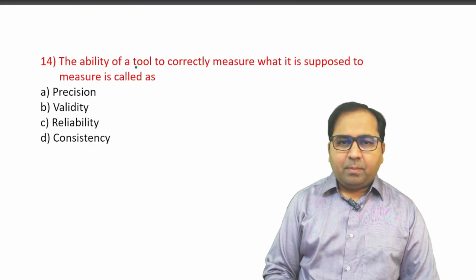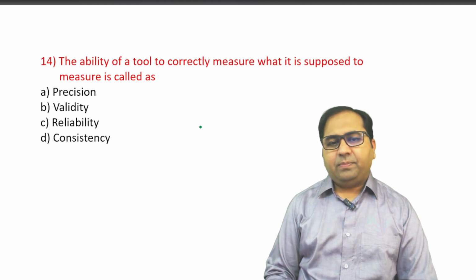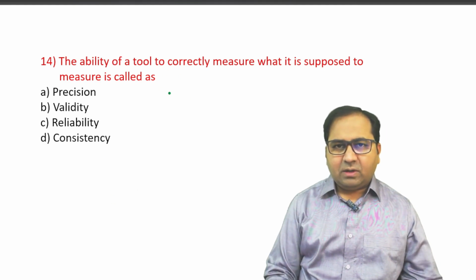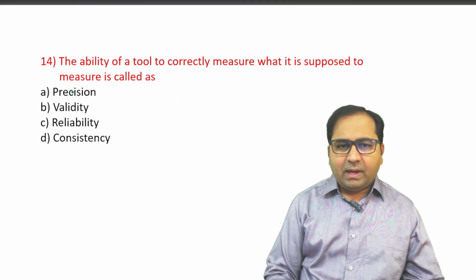Next question. The ability of a tool to correctly measure what it is supposed to measure is called what? The options are A. Precision, B. Validity, C. Reliability, or D. Consistency. So once again let us see the question. The ability of a tool to correctly measure what it is supposed to measure is called as. The answer is B. Validity. Please remember this definition.